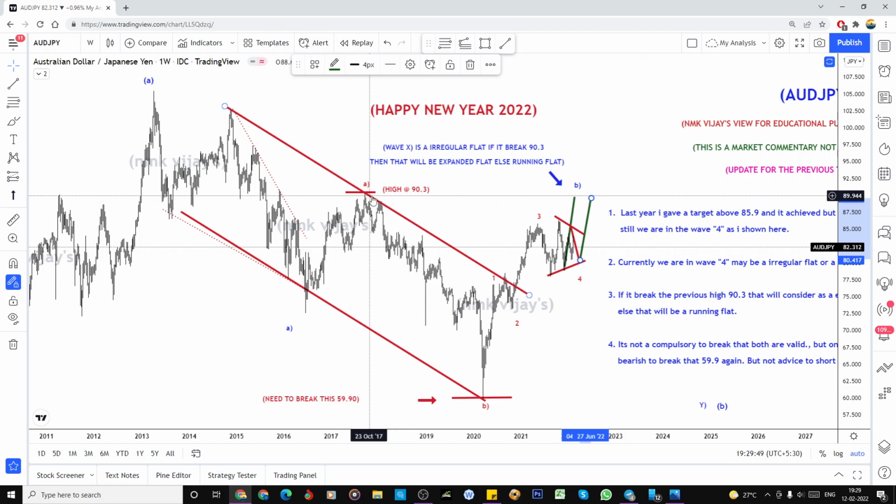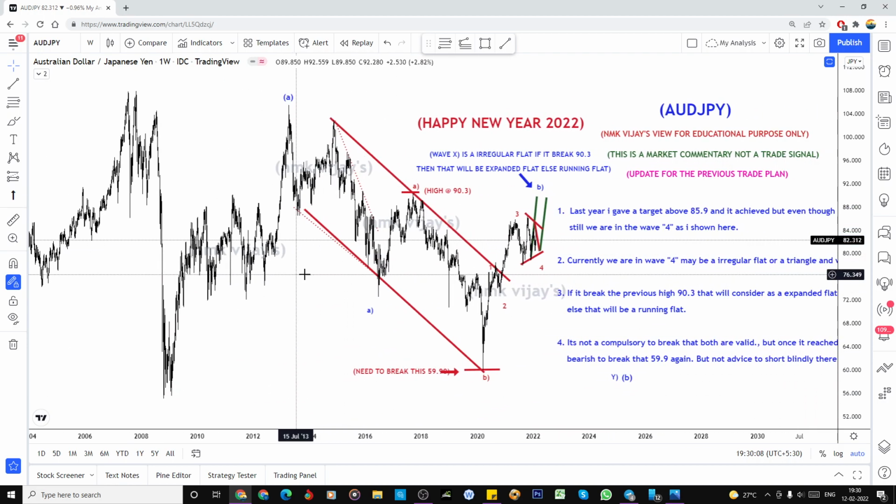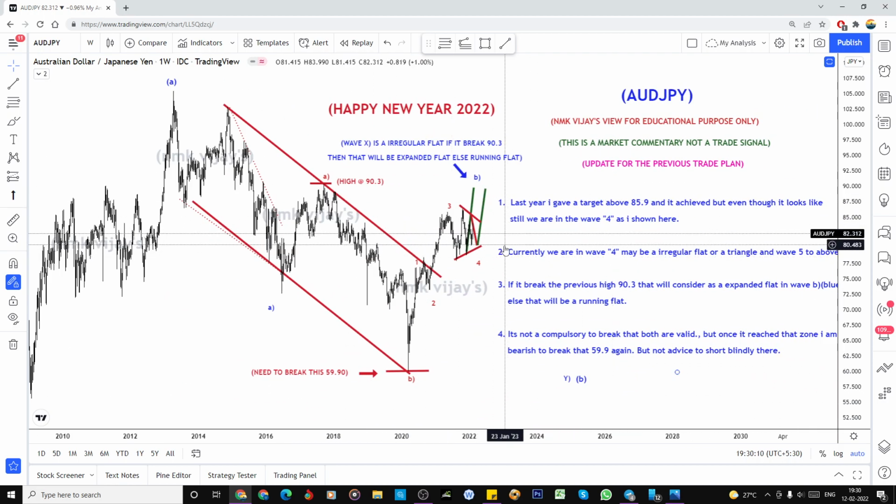So the major resistance zone is 90.3. It may or may not break. If it breaks, that will be an expanded flat. That is why I have already written it. If it does not break this 90.3, I'm expecting a running flat, and again one more low to break this. So all the JPY pairs are in consolidation.